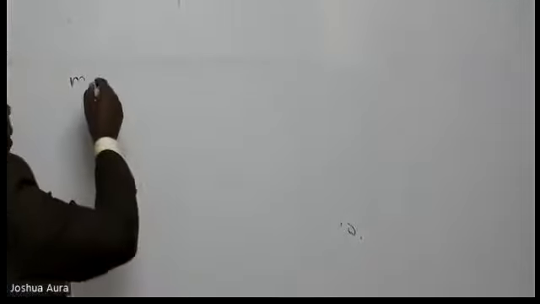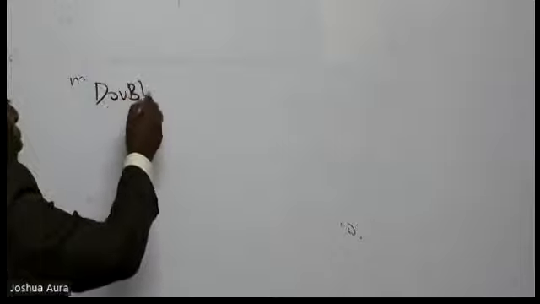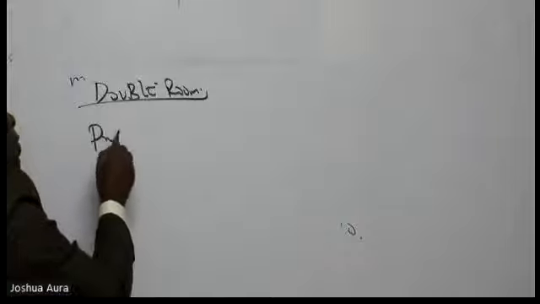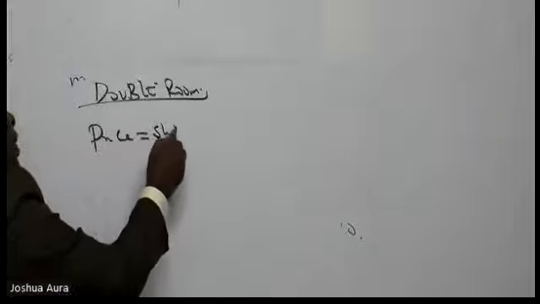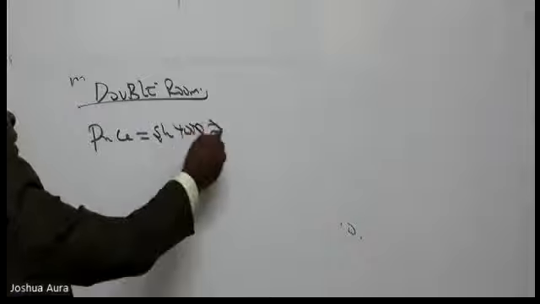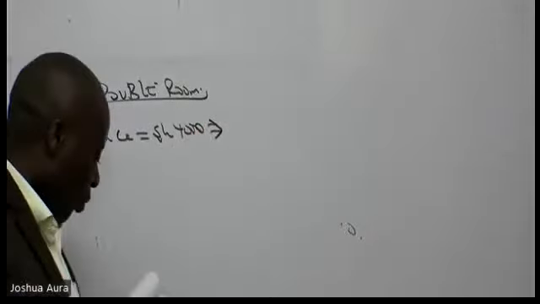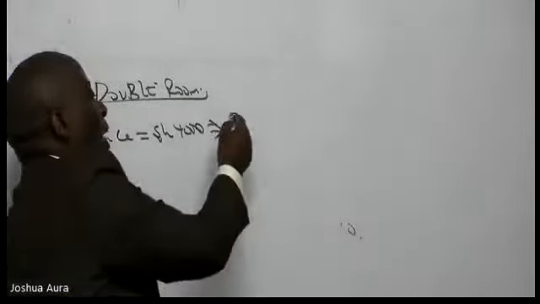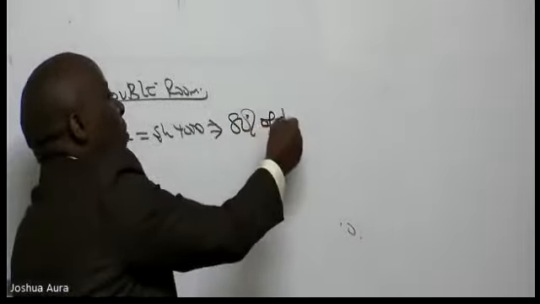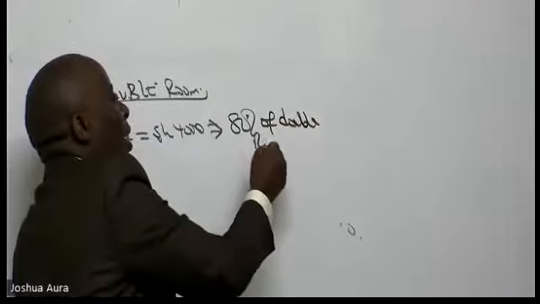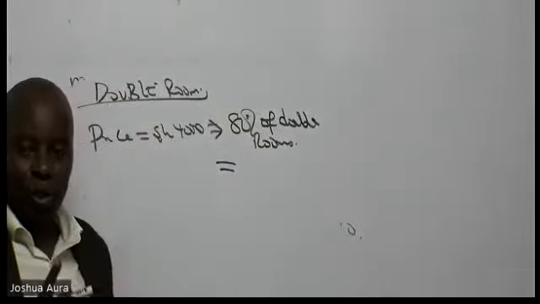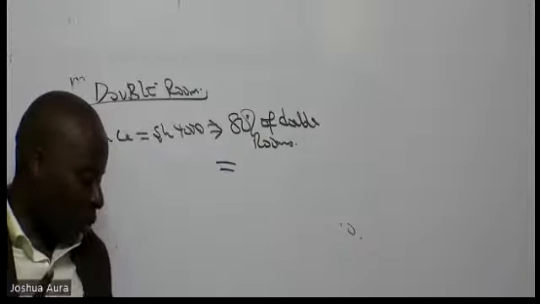Now here, they are talking about double rooms. So they've told us something there. That when we charge a price of shillings 4,000, we shall get an 80% occupancy. 80% of double rooms will be full. If we charge 4,000, look at note number 3.